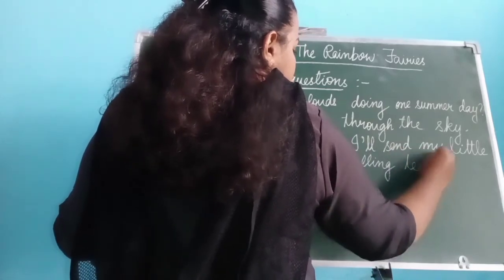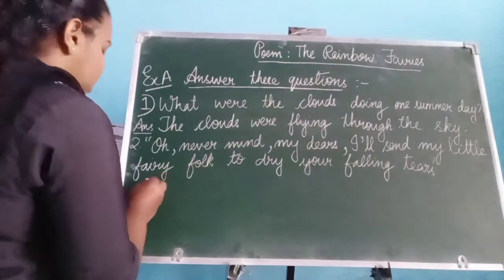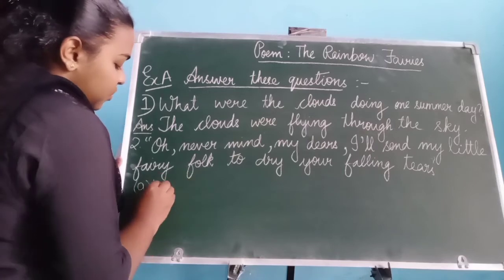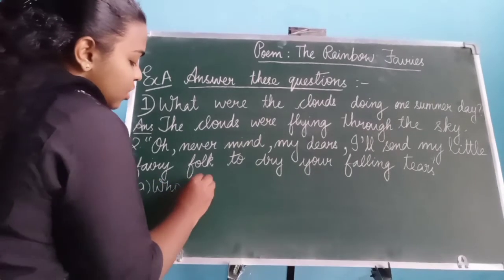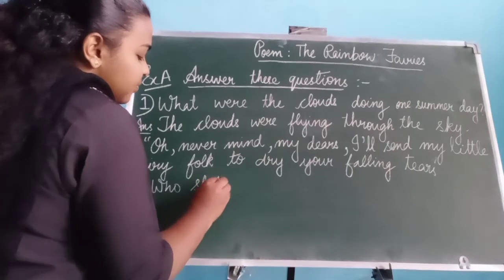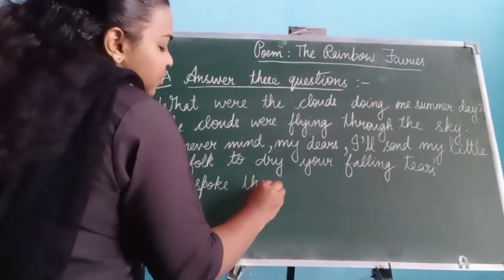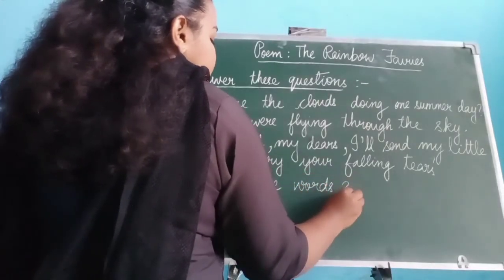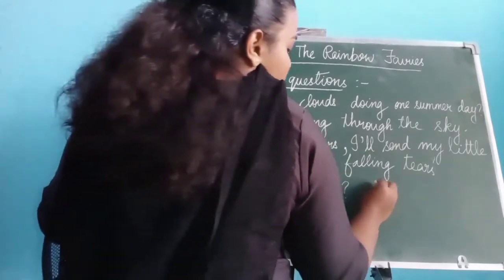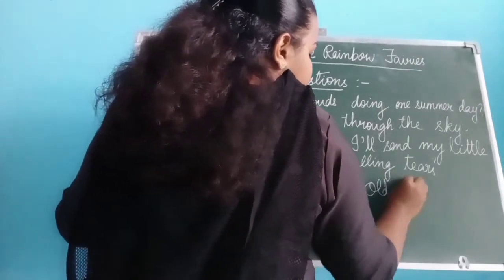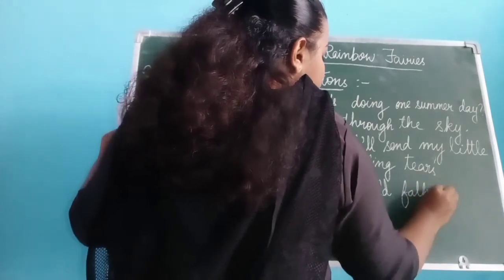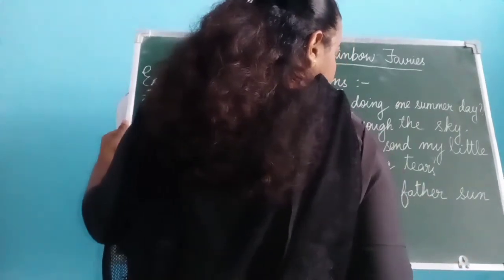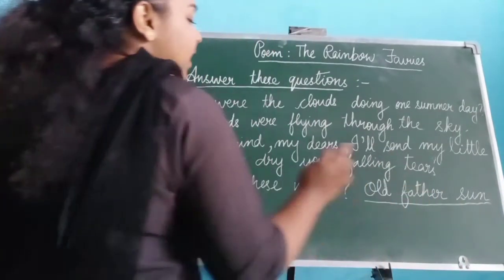So this is our question. Now you have to identify. First question is, who spoke these words? So answer is, Old Father Sun. You can put an underline and you can write the answer like this.